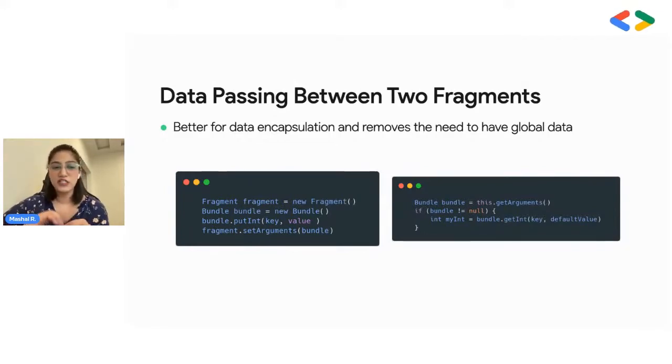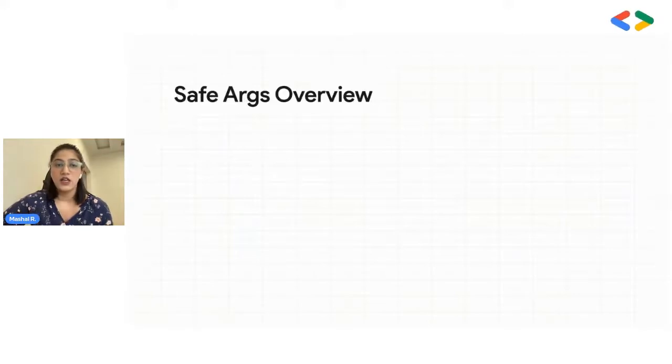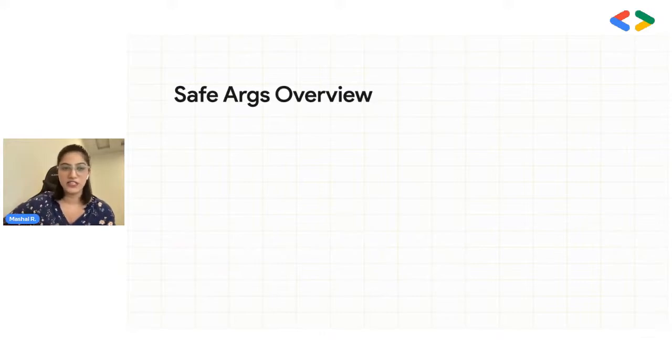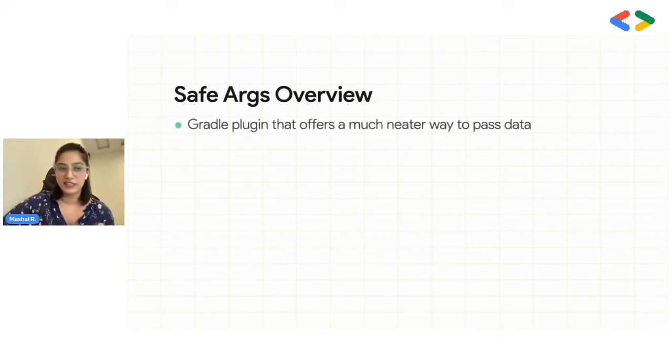Data passing is actually good and preferred because then we don't have to have global data or share data just so two destinations could have access to it. It also encapsulates our data, which means that when we pass data from one fragment to another, nothing outside of that scope has access to it. So navigation, the component that allows data passing, is called Safe Args. So what exactly is Safe Args?